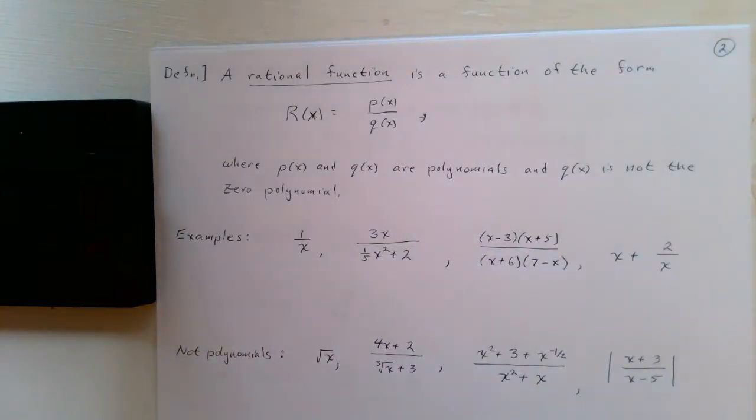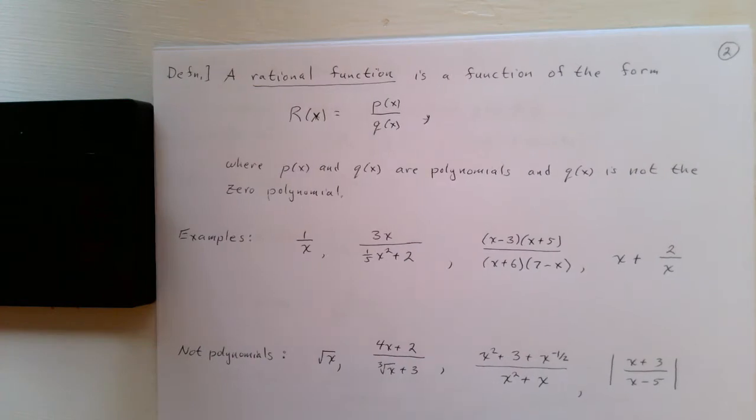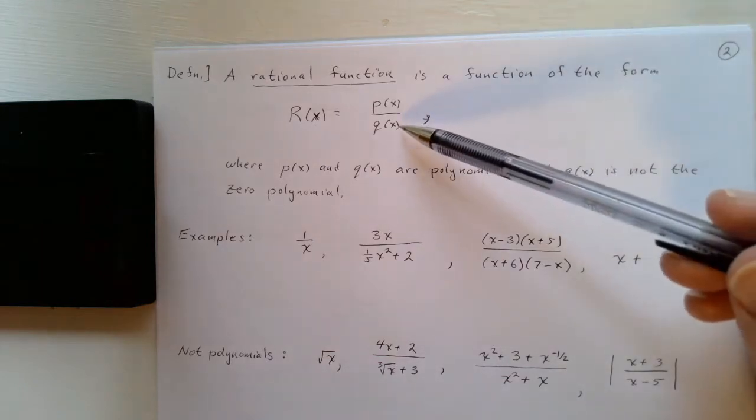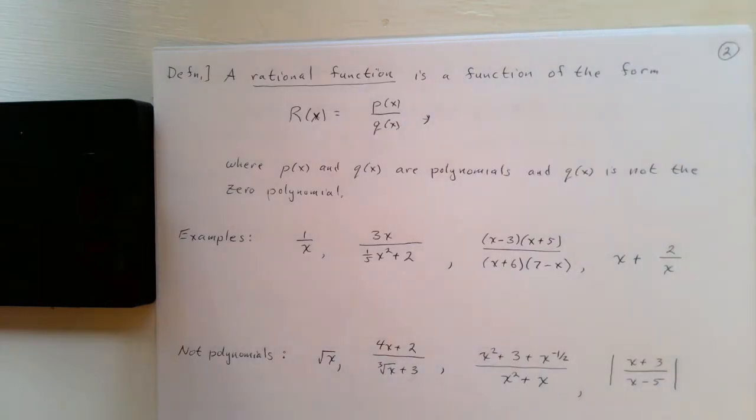Let's give the formal definition of a rational function. We say a rational function is a function of the form r of x equals p of x divided by q of x, where p of x and q of x are polynomials, and q of x is not the zero polynomial. What we mean is we're not saying that q of x can never be zero at any value of x. We're saying that there has to be at least one non-zero term down here for q of x.